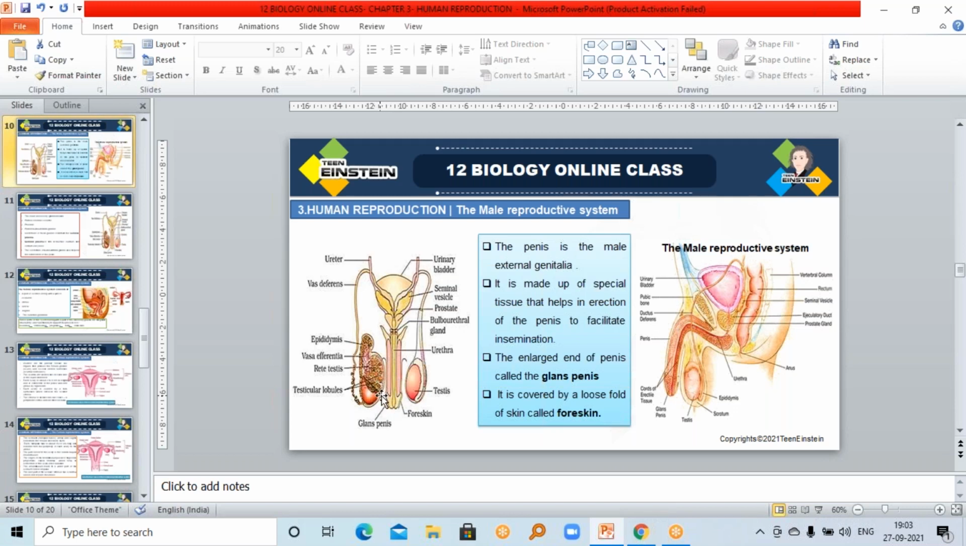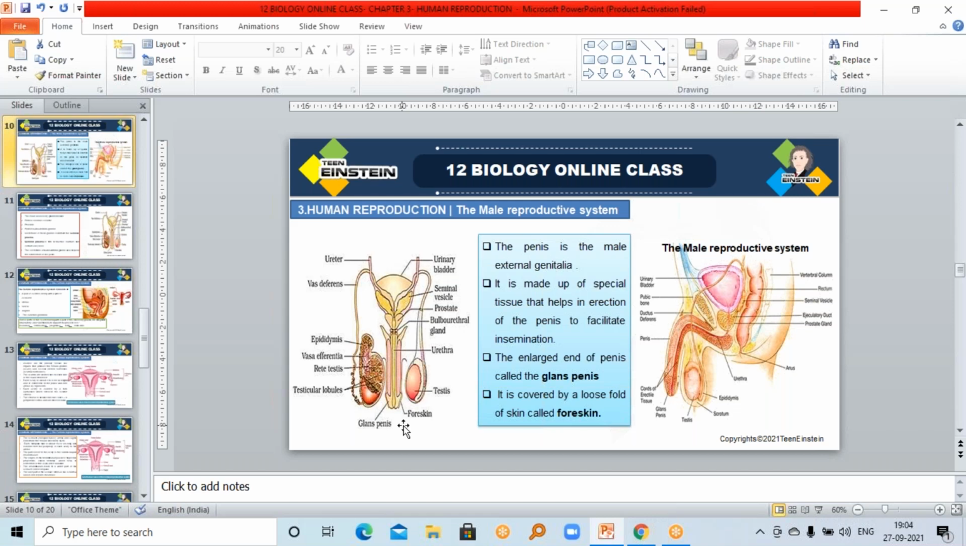The penis has two main functions. What are the two main functions? First is conduction of urine. Urine passage occurs through the penis. Then transferring of semen to the female reproductive tract. During sexual intercourse, the penis helps in the transfer of semen to the female reproductive tract.